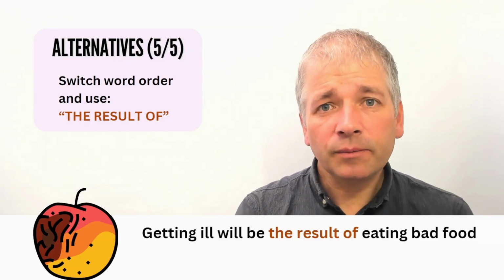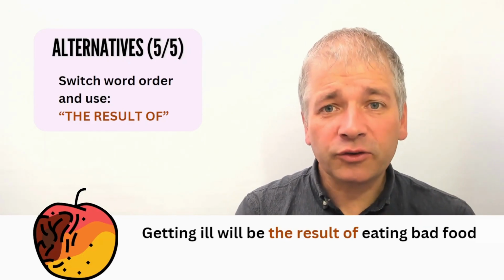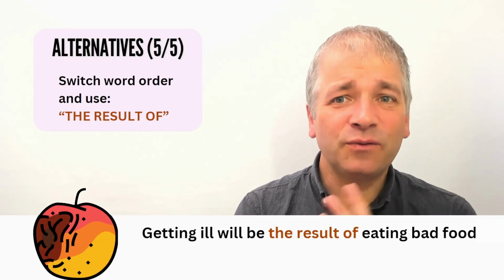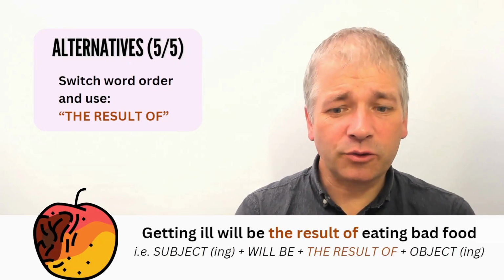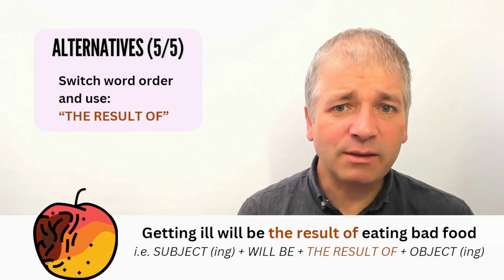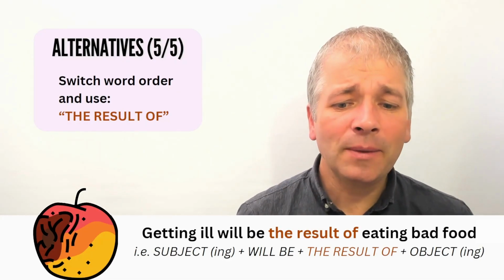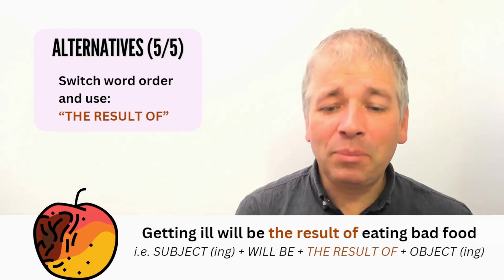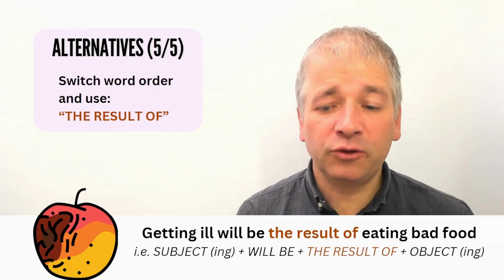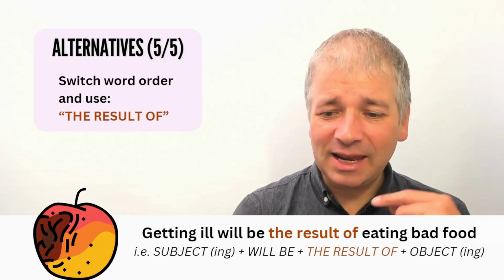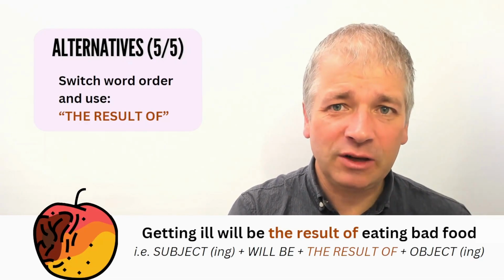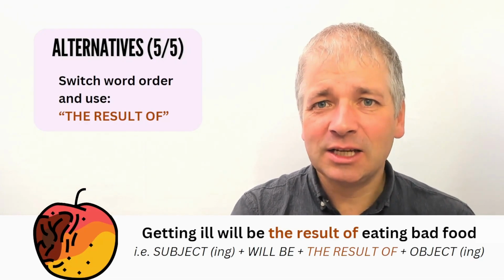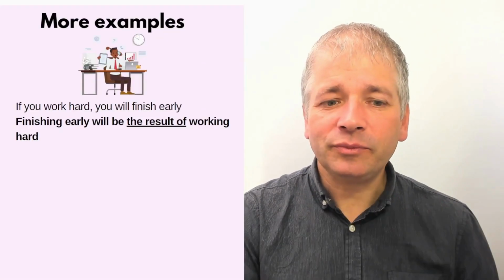Getting ill will be the result of eating bad food. The structure here is we have "getting" in the ing form, followed by "will be", then "the result of", and then the object. But again, "eating" has now become the ing form. The verb has changed from "eat" to "eating".